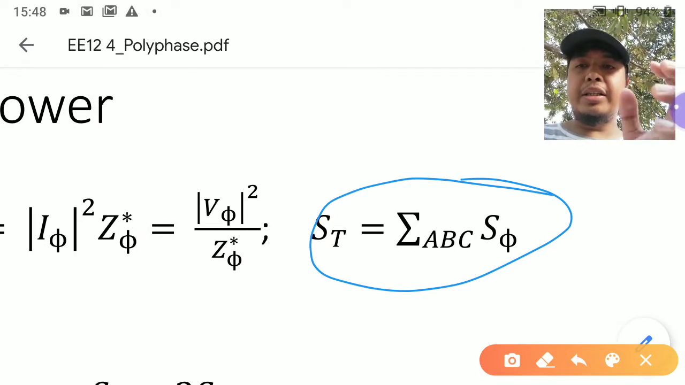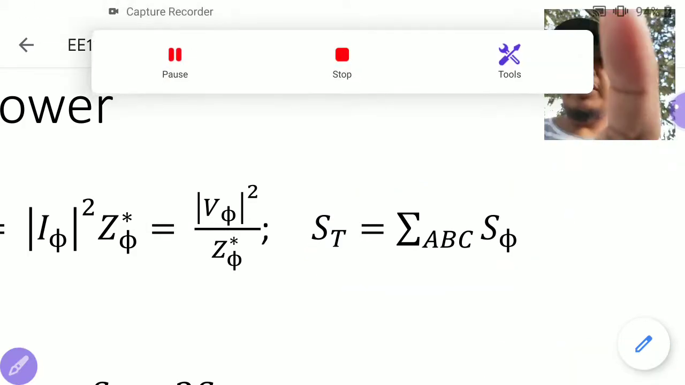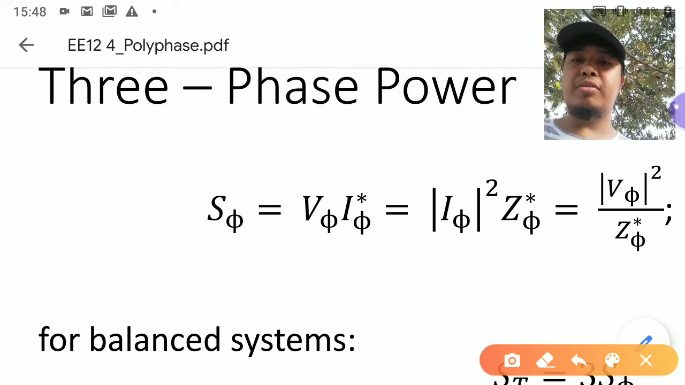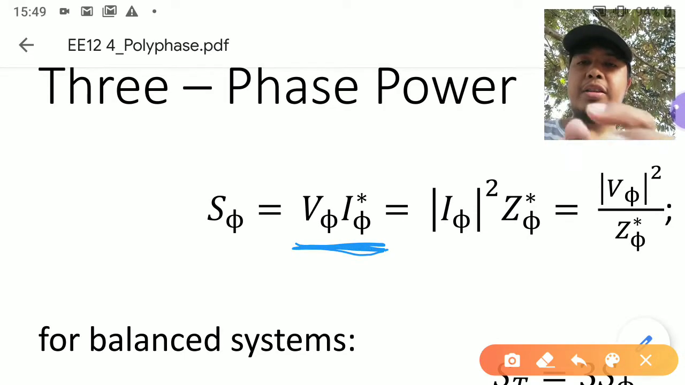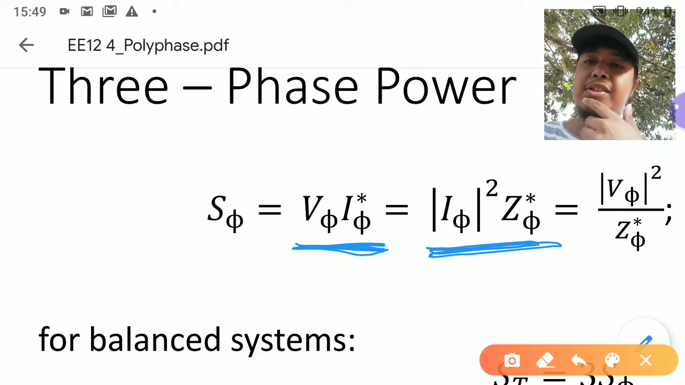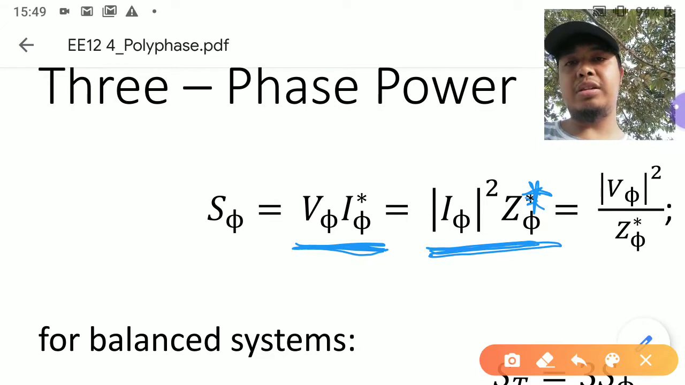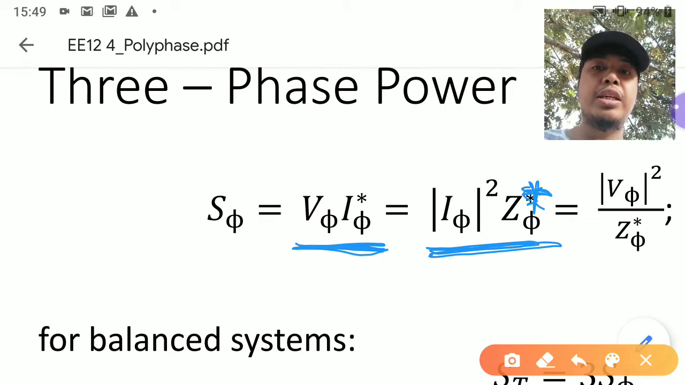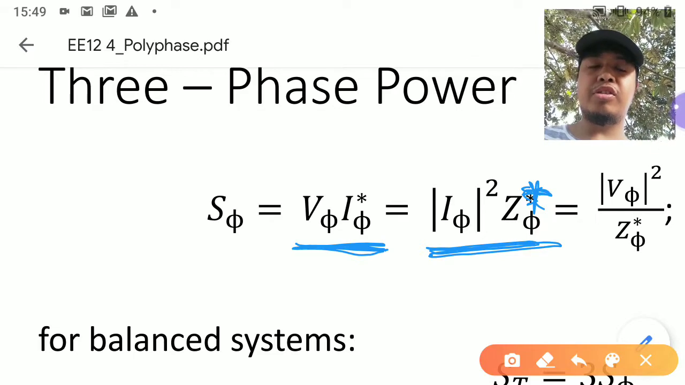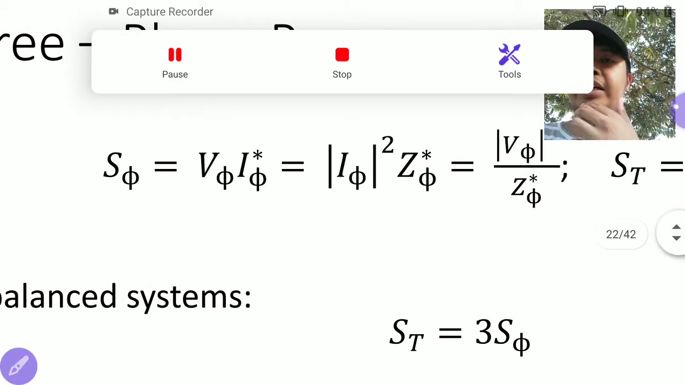Okay? Where the total power of a system is just the summation of all of the powers in each phase, SA, SB, and SC. Where the power at each phase can be defined as voltage times current conjugate, V times I conjugate. Derivatives of this equation can be your magnitude of I phase squared times Z. Sorry for this conjugate. There should be no conjugate here. And of course, you have magnitude of V squared in each phase divided by their corresponding Z conjugate. So those are the derivatives of this equation.